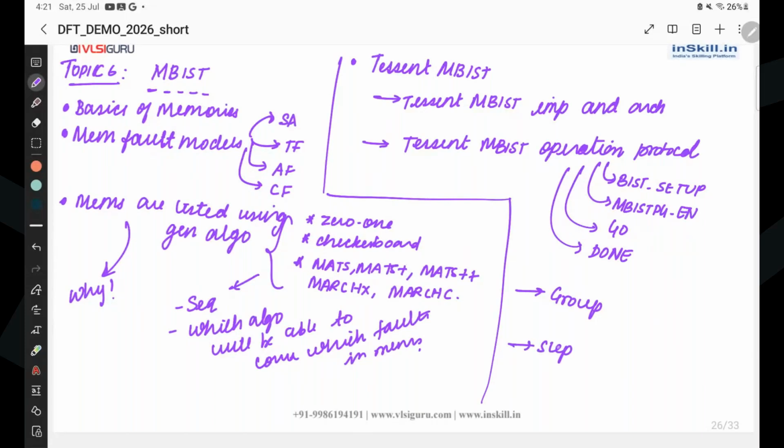And when we do this MBIST implementation and architecture, you will be able to understand why it is called built-in self-test. MBIST stands for memory built-in self-test. So these are all the topics which we will be covering in our theory course content.